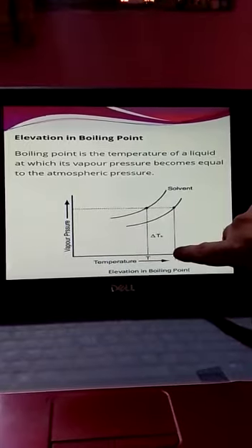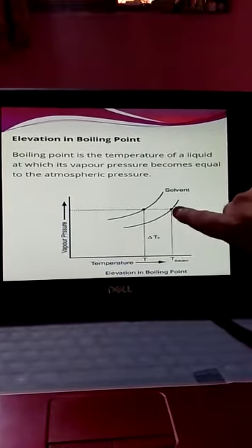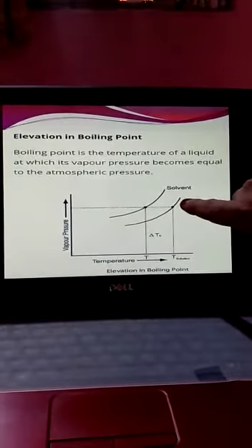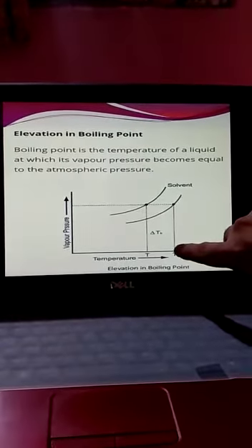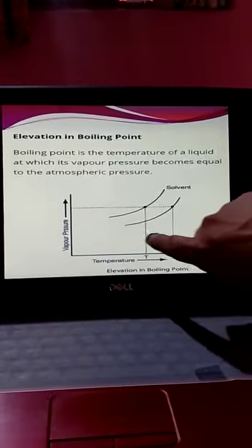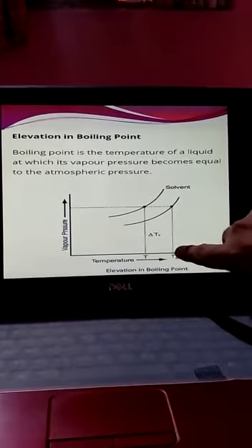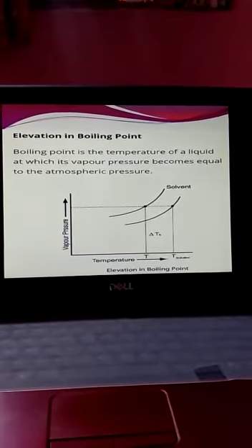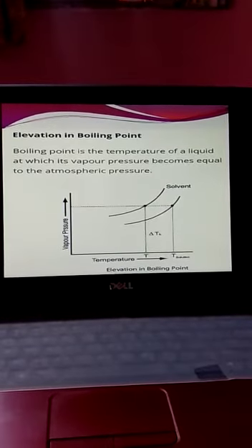At this point, we get the vapor pressure of the solution equal to atmospheric pressure. Therefore, this is the boiling point of the solution. Now, what is this delta Tb? Delta Tb is the elevation in boiling point, which is equal to Ts minus T0. That is the elevation in boiling point.